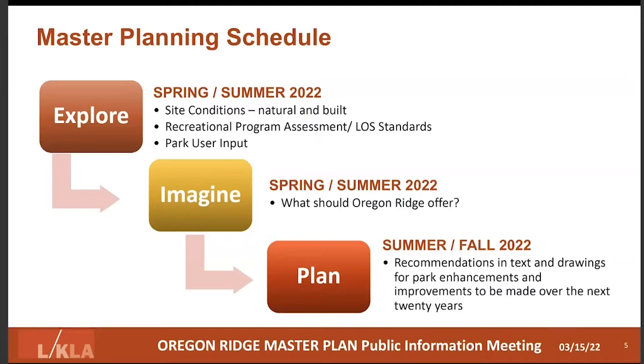And we'll come back in probably September or October with our recommendations of what we've heard and what we've seen and what, based on all of that, we suggest the plan contain. And we'll ask for your input. You know, does this make sense? Does that not make sense? And then in summer, fall 2022, we'll then come back with a final plan based on your comments, both in text and in drawings for the next 20 years of improvements.